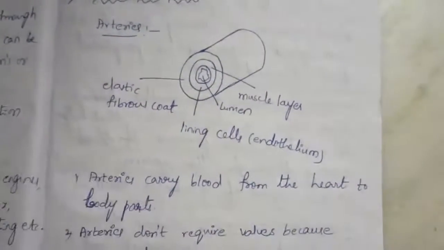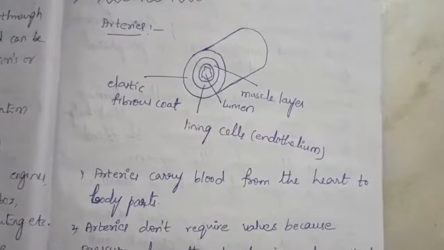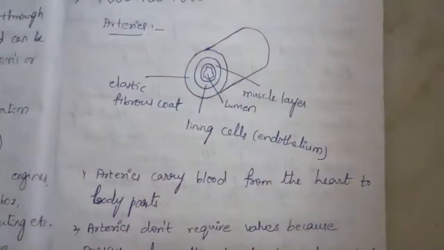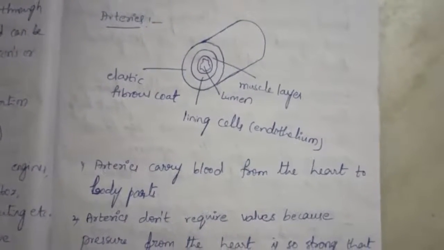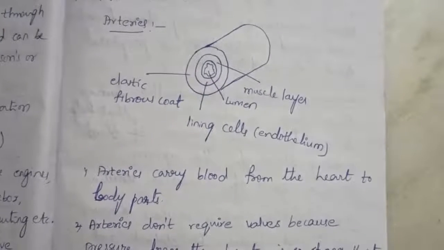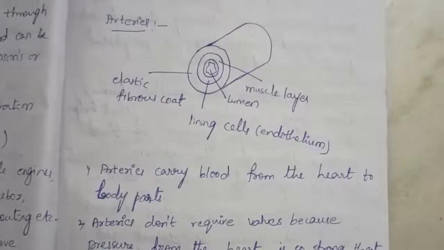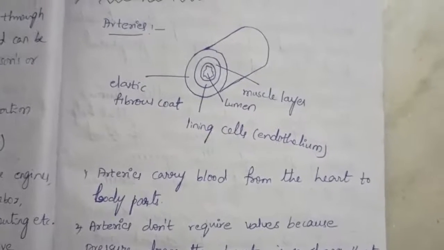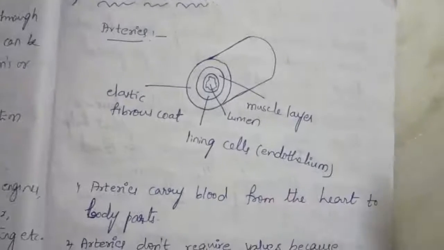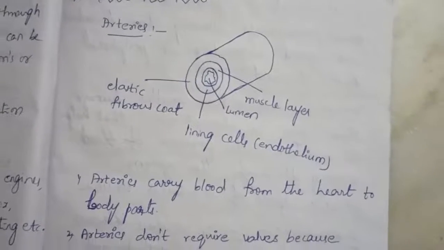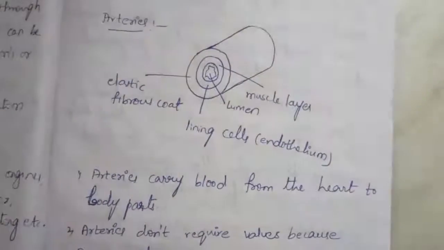The first one is the elastic fibrous coat. Elastic fibers allow the artery to expand and recoil with each surge of blood. So the elastic fibrous coat enables the artery to enlarge whenever the blood flows. Elastic means it will enlarge at that time; according to the blood flow, it will expand and relax again.